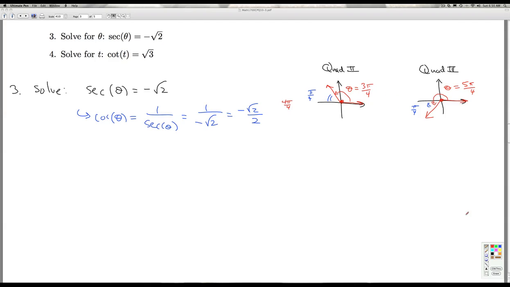So my solution then, theta is one of two things. It could be 3 pi over 4 plus any angle coterminal with him, or theta could be 5 pi over 4 plus any angle coterminal to him. And once again, these are good for all integers k, and so on. All right, so that does it for number 3.